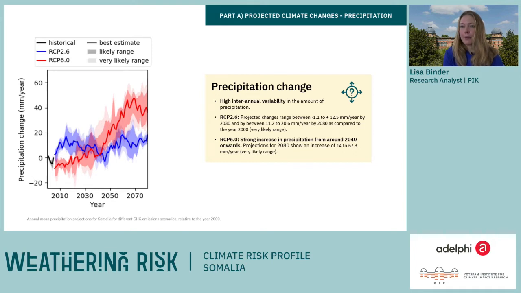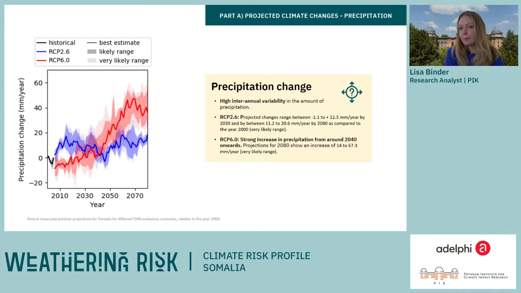Precipitation projections are in general less certain than the ones around temperature change. As you can see, precipitation will be subject to high interannual variability and will overall very likely increase over Somalia in the long run, with a much stronger and also more continuous increase under RCP 6. Under this high emission scenario, despite the high interannual variations, precipitation projections show an increasing trend with a much stronger increase from the year 2040 onwards. However, the range of projected precipitation changes is quite high, so by 2080 we can expect an increase ranging somewhere between 14 and over 60 millimeters a year.